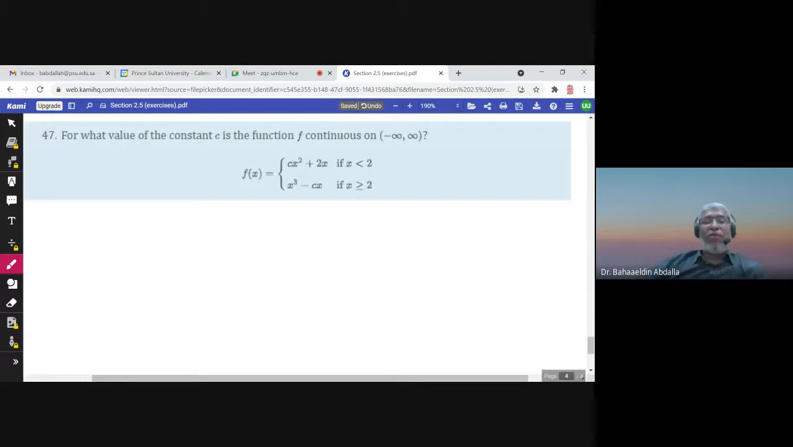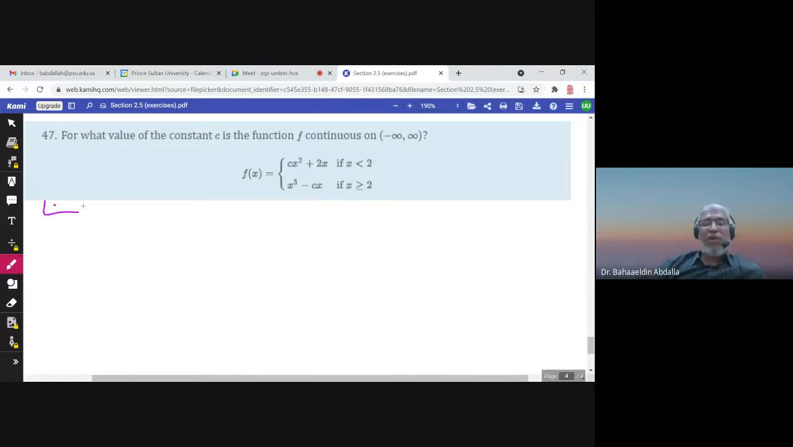For what value of the constant c is this function continuous on negative infinity to infinity? Well, it is continuous to the left of 2 because it's a polynomial. Continuous to the right of 2 because it's a polynomial. So it's continuous everywhere except possibly at 2.